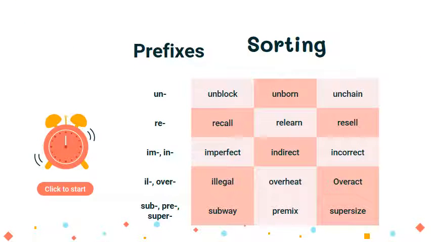Now let's sort some words that we have read with the prefixes. Words that use the un prefix are like unblock, unborn, unchain. Words that use re are like recall, relearn, and resell. Words that use im and in are words like imperfect, indirect, incorrect. The words illegal, overheat, overact use the prefixes il and over. And subway, premix, supersize use the prefixes sub, pre, and super.